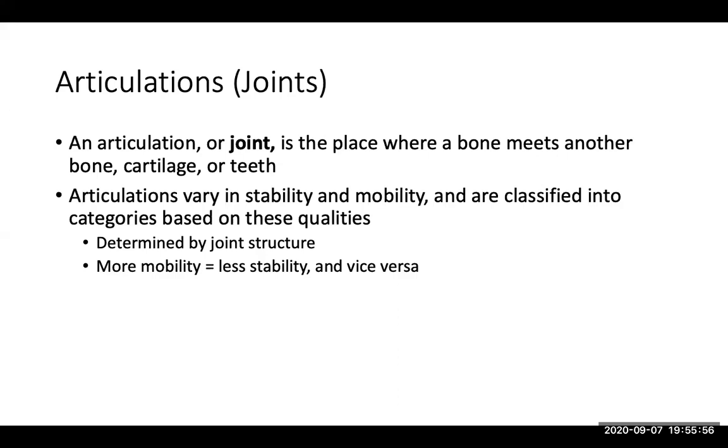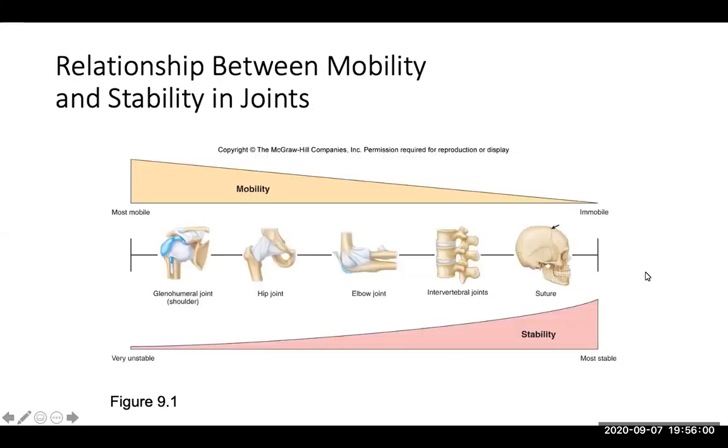And if a joint is more mobile, it will be less stable and vice versa. And this makes sense if you think about your shoulder, your glenohumeral joint, or your hip joint, that ball and socket joint. Those are very movable body parts. You can move your shoulder all the way around and you can move your legs very well. So because they're very movable, they're usually the least stable. So you'll see a lot of injuries in the shoulder and the hip.